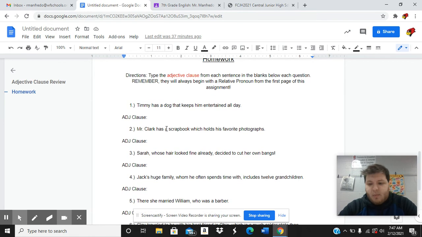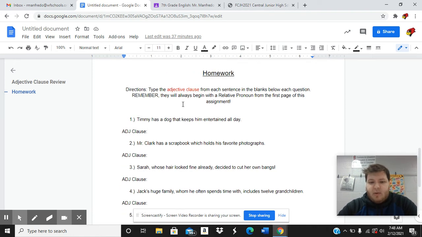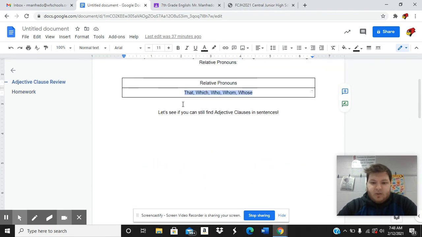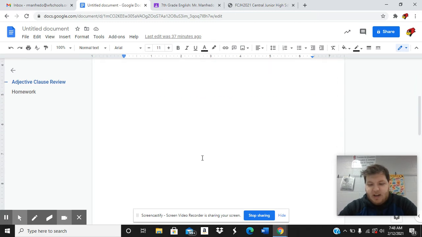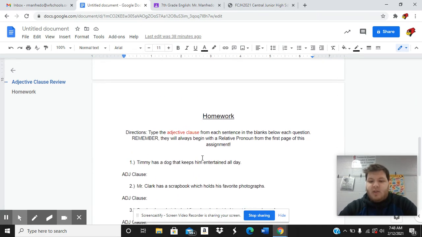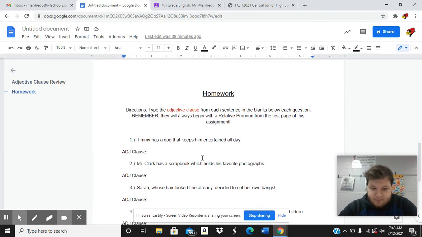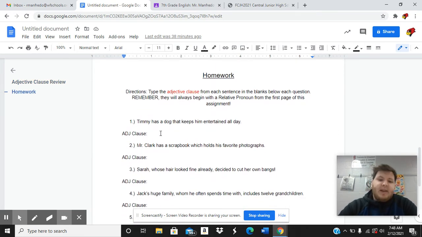Let's just do number one because it's nice and simple. All I need you to do is type that adjective clause in the blank down here, and they will always begin with a relative pronoun. So if we get confused, these are our five relative pronouns: that, which, who, whom, and whose. And so if we see any of those five in the sentence, we know that is where our adjective clause will begin. So number one, Timmy has a dog that keeps him entertained all day. Well, I can right off the bat see that we have one of those relative pronouns smack dab in the middle of the sentence right here.